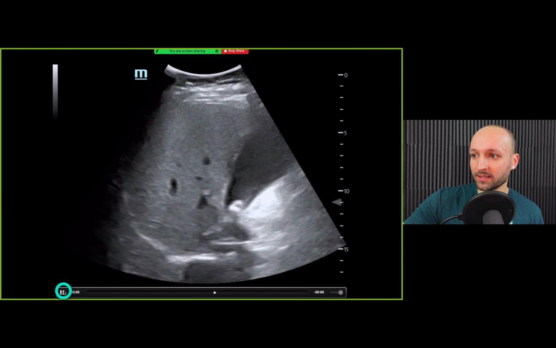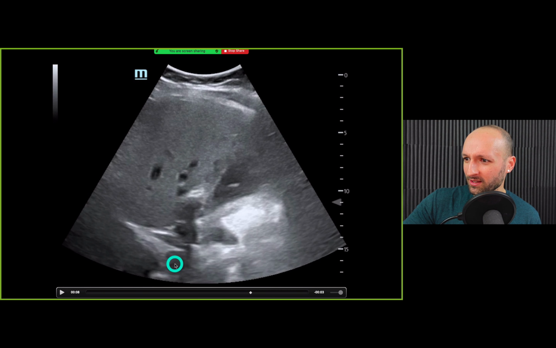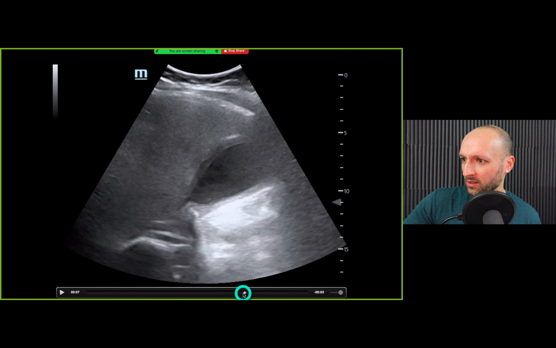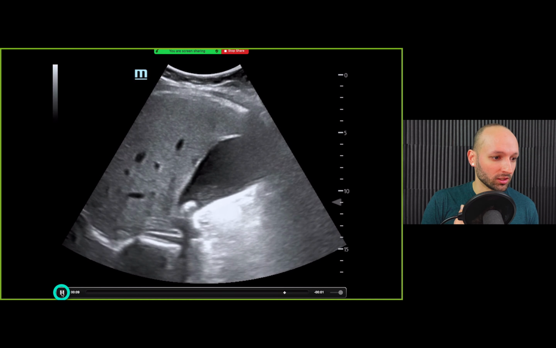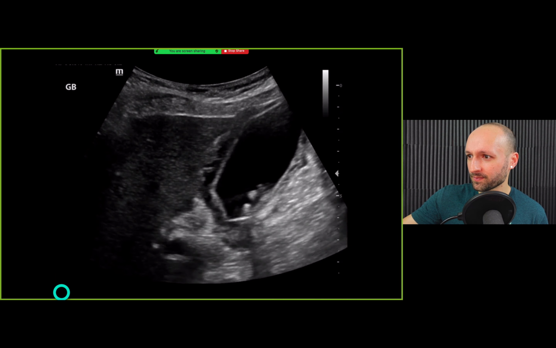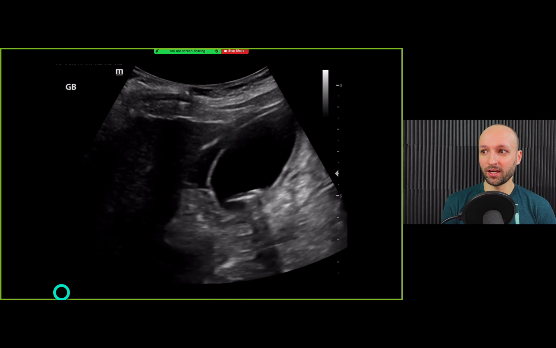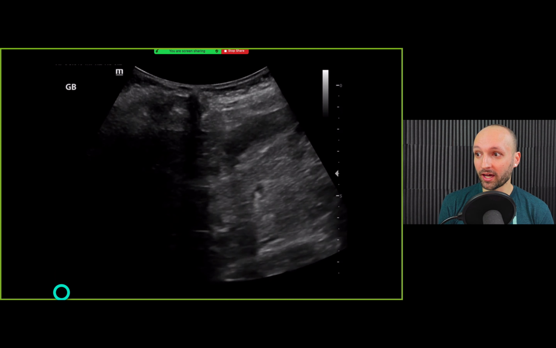I'll go ahead and continue scanning this, and you can see that maybe right here, right there, there's actually a little bit of sludge even in that gallbladder. So we've got gallbladder sludge, we've got a stone right in the neck with some acoustic shadowing. This is what an obstructing gallstone looks like.